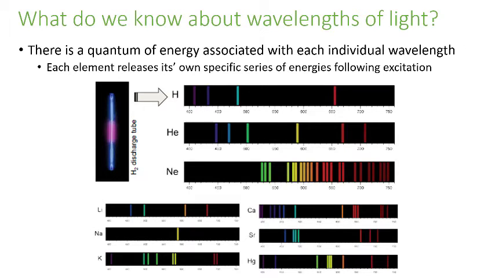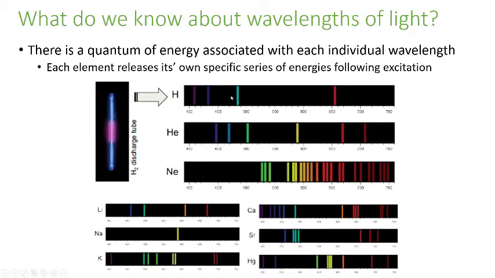What do we know about wavelengths of light? We know that there's a quantum of energy associated with each individual wavelength. Each element releases its own specific series of energies following excitation. For hydrogen, we have this violet light, which is a very high energy visible light, and then a blue light, which is slightly less in energy, this teal light, which is even lower in energy, and then this reddish orange light, which is lower in energy.